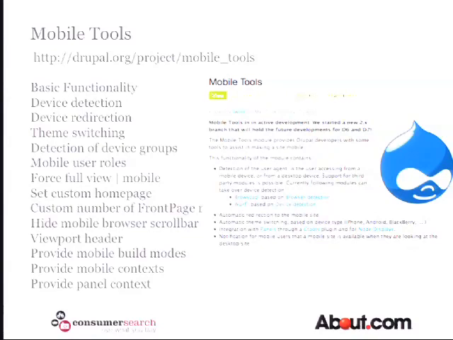It will redirect a request to the mobile URL if needed. It does theme switching. You can also define groups of devices if you want to have multiple themes for different device groups. You can also create mobile user roles. Let's say your site heavily depends on user roles, you could also make variants, and whenever a user accesses the site through a mobile device, he gets a mobile variant of his user role. You can force full view mobile if the user wants to get back. You can set custom home pages, hide scroll bars, hide address bars, and of course interface with build modes, something else we have in Drupal context, with panels, and actually now also with views. So there's a lot of things going on here.